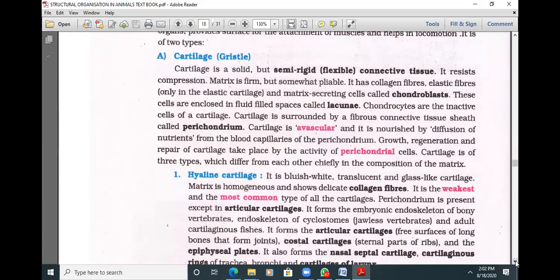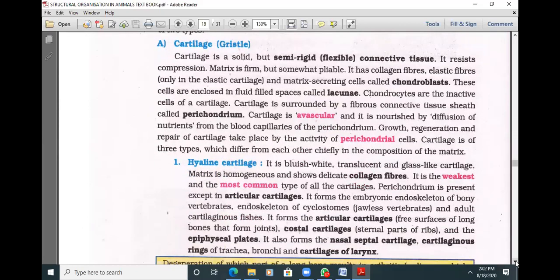The cartilage is a solid but semi-rigid or flexible connective tissue. It resists compression. Matrix is firm but somewhat pliable. Firm means rigid, but somewhat pliable, that is, flexible.